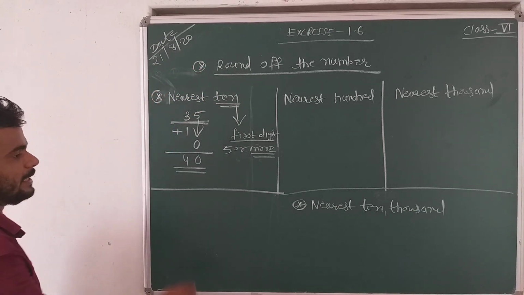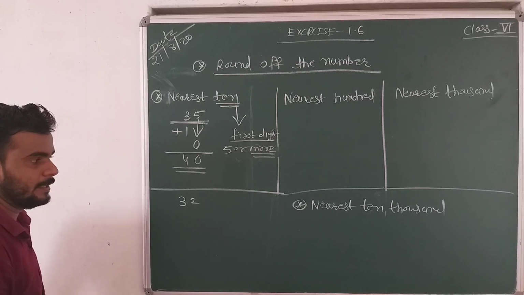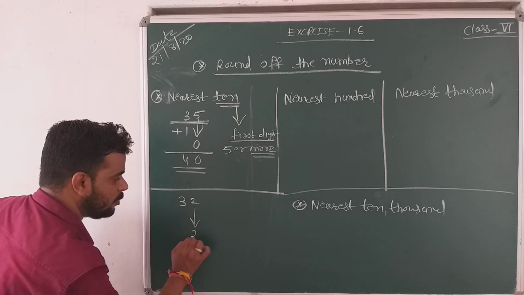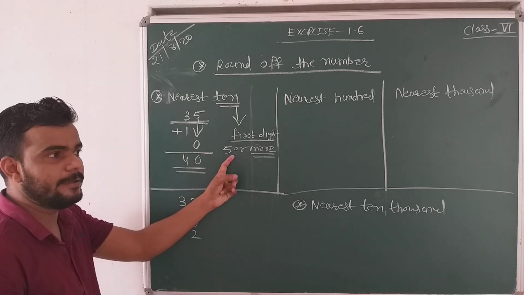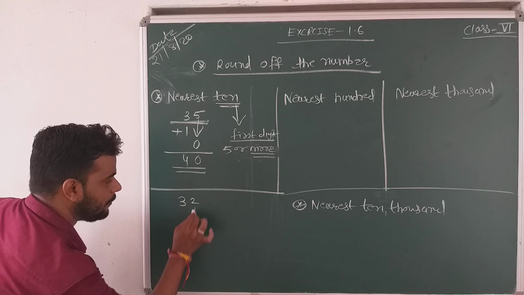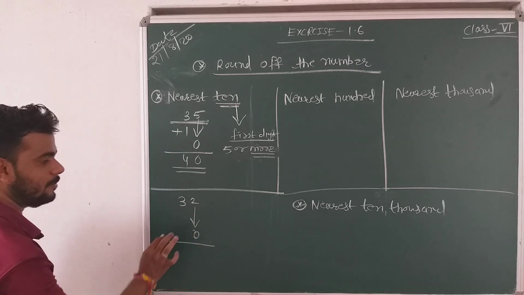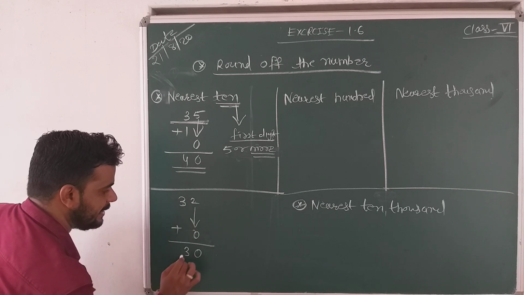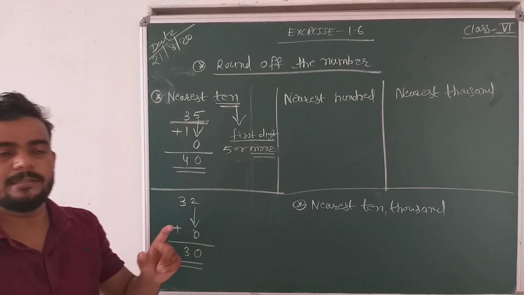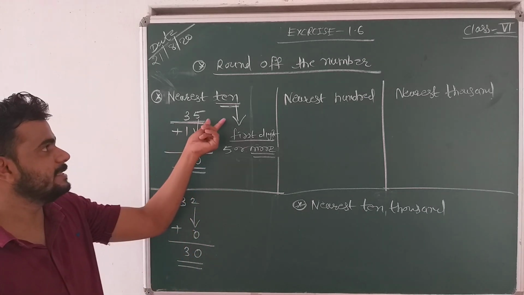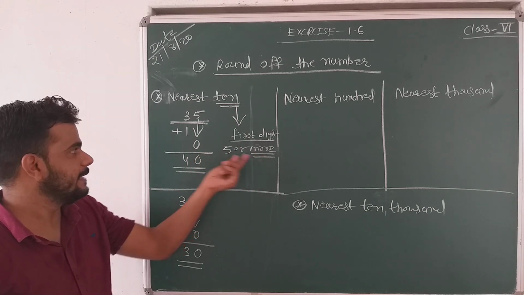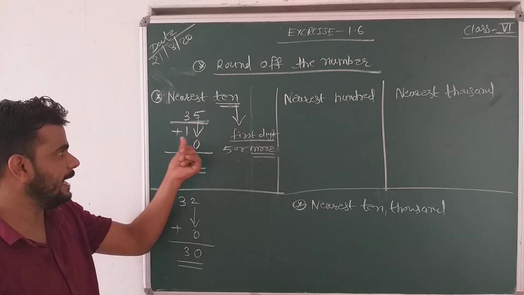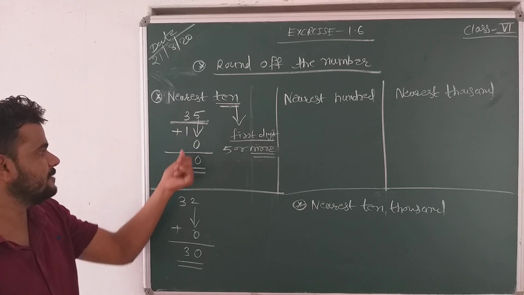Okay, suppose one more example, 32 is given. So the last digit is 2 and 2 is less than 5. So instead of 2 we will write directly 0 and no need to add any number, directly 0 and 3 as it is. It means just see, if the digit is 5 or more than 5, then instead of it you make 0 and add 1 to the front digit, 3 plus 1 is 4.